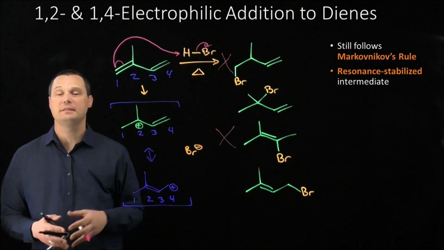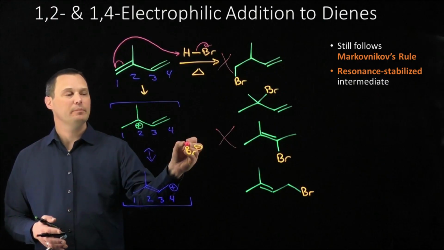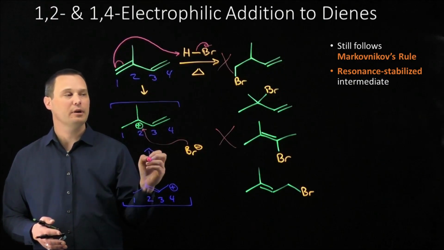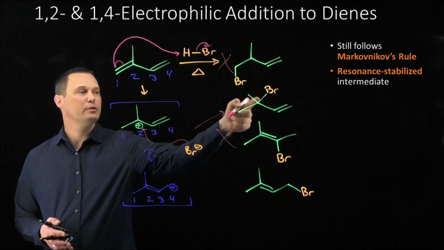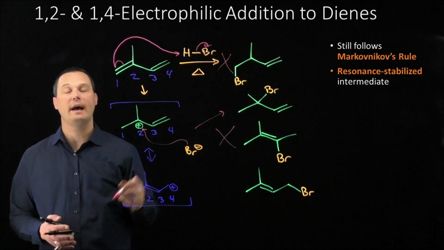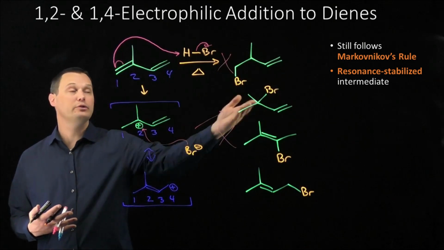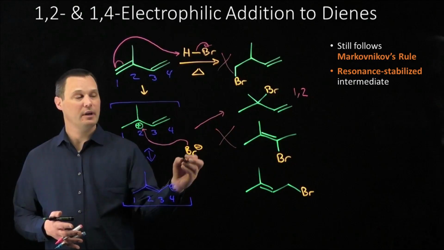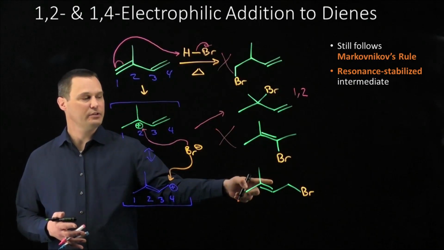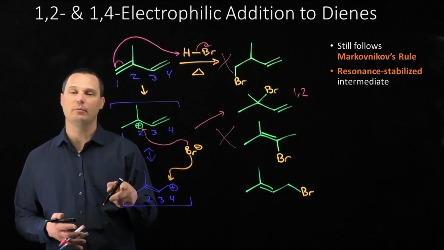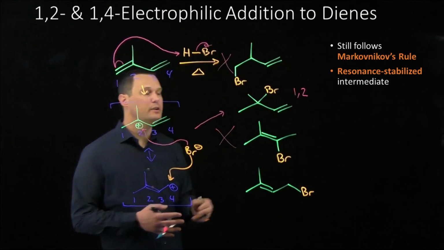Now we let Br- attack. From our first resonance contributor, Br- will attack the positive charge on carbon number 2, leading to the product with the bromine on carbon 2 and the hydrogen added to carbon 1. That's why we call it the 1,2 addition product. If the bromine interacts with the other resonance contributor, we get the bromine attached to carbon number 4 and the hydrogen attached to carbon number 1. This is why we call this the 1,4 addition product.